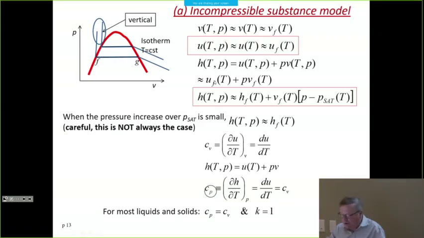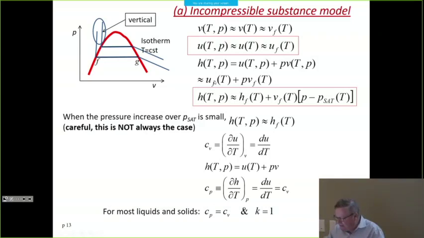We saw specific heat under constant volume is the partial derivative of the internal energy with temperature at constant volume. But in the saturated liquid regime, you see that the volume is not in here at all. This is a function of only temperature. Therefore, this partial derivative becomes the exact derivative of the internal energy with temperature.